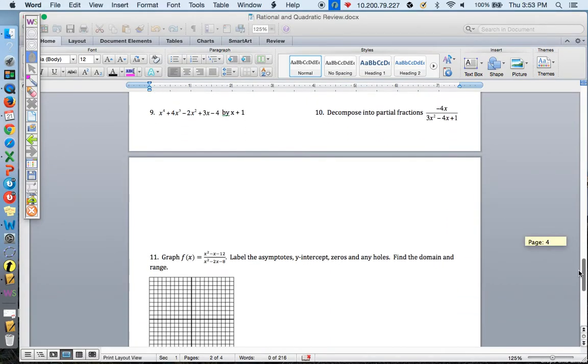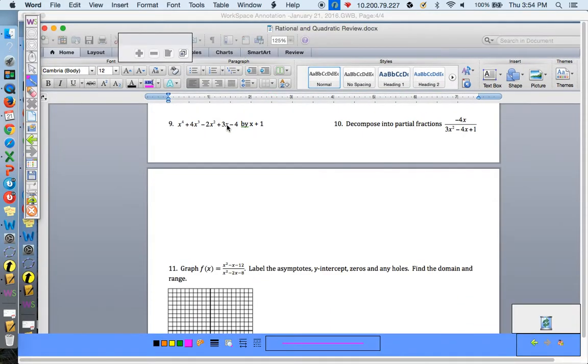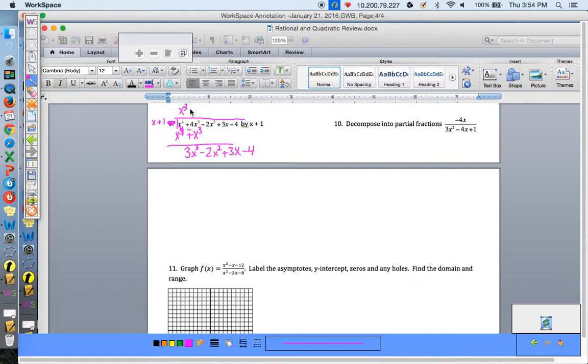And the last two on this page, we're asked to divide this out. So divide this by x plus 1. So x times what gives us x to the 4th? That's x cubed. Multiply that out. We have x to the 4th plus x cubed. Subtract. We have 3x cubed minus 2x squared plus 3x minus 4. So x times what gives us 3x cubed? Well, that'd be 3x squared.